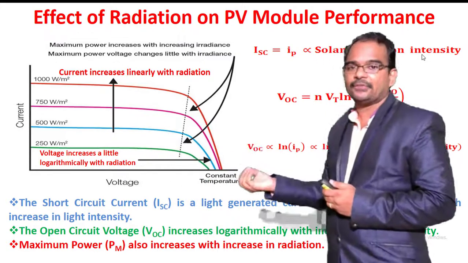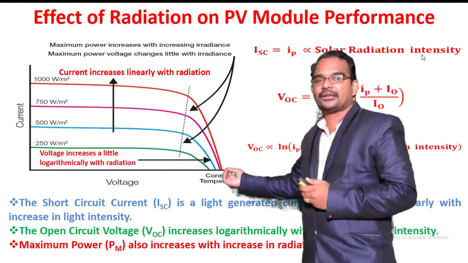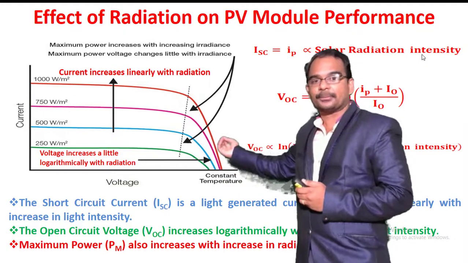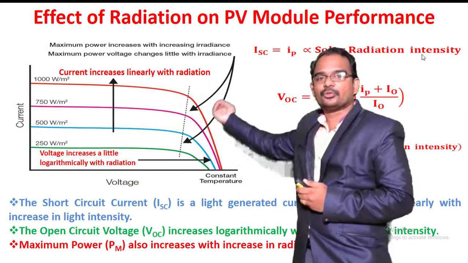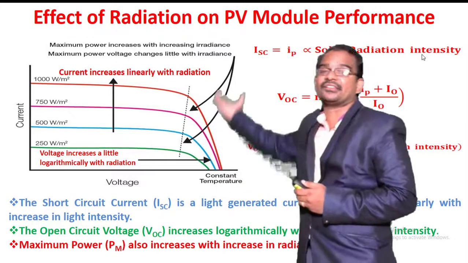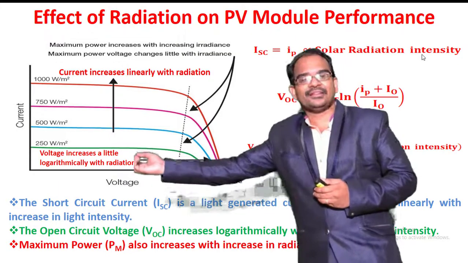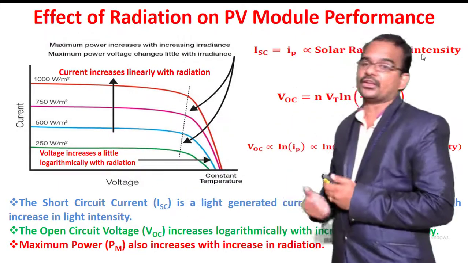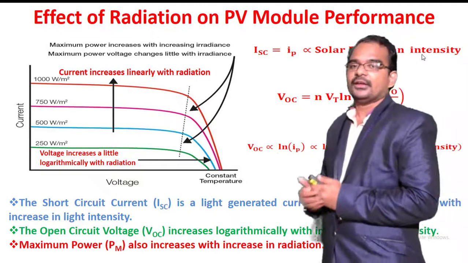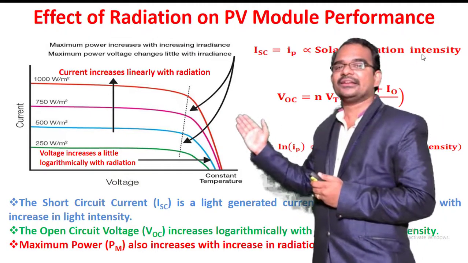At the same time, if you observe the current, at 250 watt per meter square you have 1 ampere, at 500 watt per meter square you have 2 amperes, at 750 watt per meter square you have 3 amperes, and at 1000 watt per meter square you have 4 amperes. It is a linear increase in the current, but a logarithmic increase, that is a slow movement of increase, in the open circuit voltage.